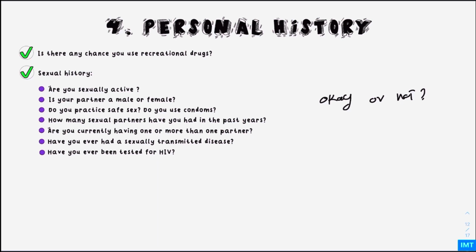Is there any chance of using recreational drugs? And you ask for how long, and you ask what kind. Okay? Next, sexual history. We ask if the patient is sexually active, if his partner is male or female. We ask about a history of sexually transmitted diseases, and if they have been tested for HIV. These two things, okay? It's very important.